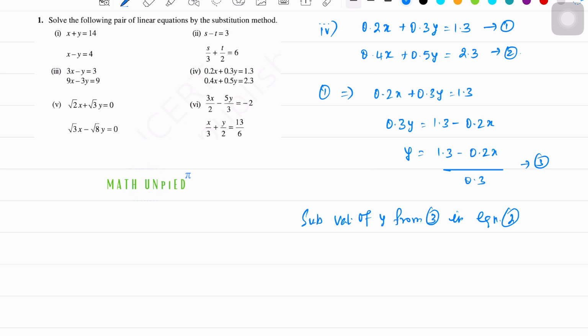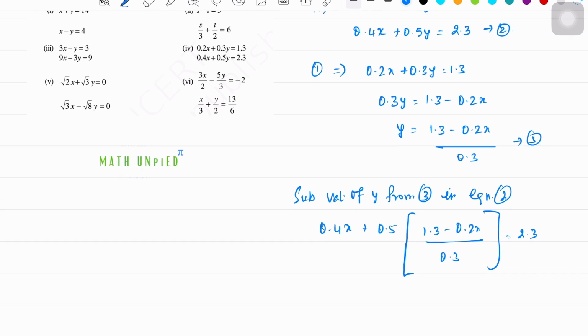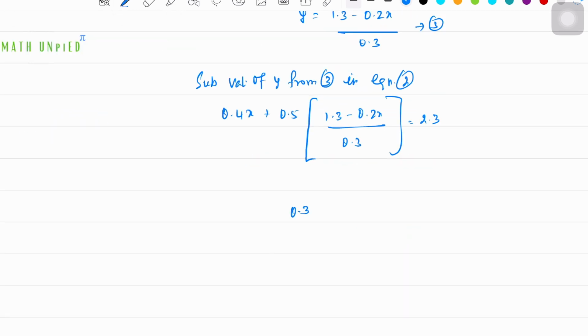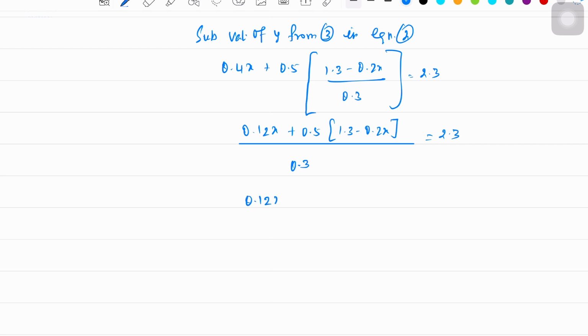So this will be 0.4x plus 0.5 times (1.3 minus 0.2x) over 0.3 equals 2.3. Now we'll simplify this. Now taking LCM, this is 0.3. So 0.12x plus 0.5 times (1.3 minus 0.2x) equals 2.3 times 0.3, and this is 0.12x plus 0.5 times 1.3 is 0.65, minus 0.5 into 0.2 is 0.10x, and we can also take this to the right side, and this will be 2.3 times 0.3.